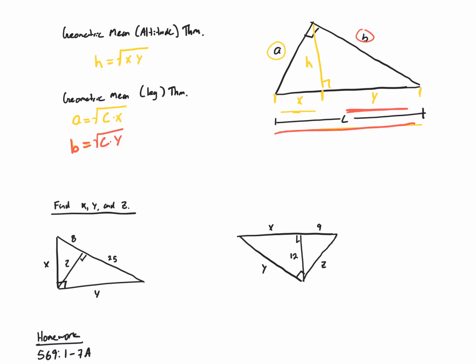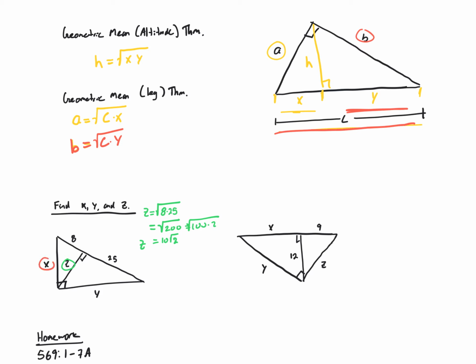But we're supposed to find X, Y, and Z. So first off, let's find that Z. So Z is just going to be the geometric mean of 8 and 25. So Z is equal to the geometric mean of 8 and 25. It's going to be the square root of 200, which is going to be 10 root 2, because that's 100 times 2. Square root of 100 is 10. And I said it, but I didn't write it. So that's what Z is equal to.